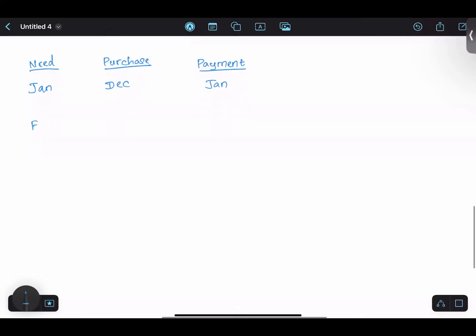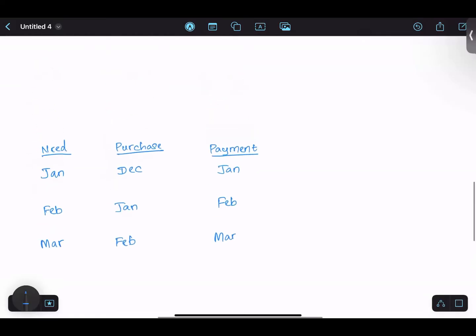For February's demand, you will purchase the required helmets in the month of January, but you will make the payment in the month of February. For March demand, you will purchase the required helmets in the month of February, but you will make the payment in the month of March.